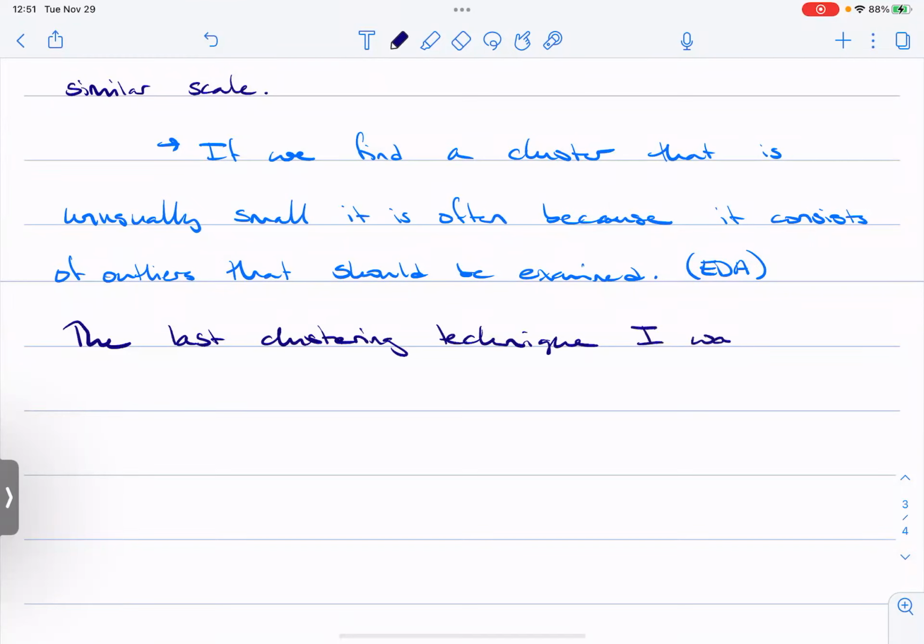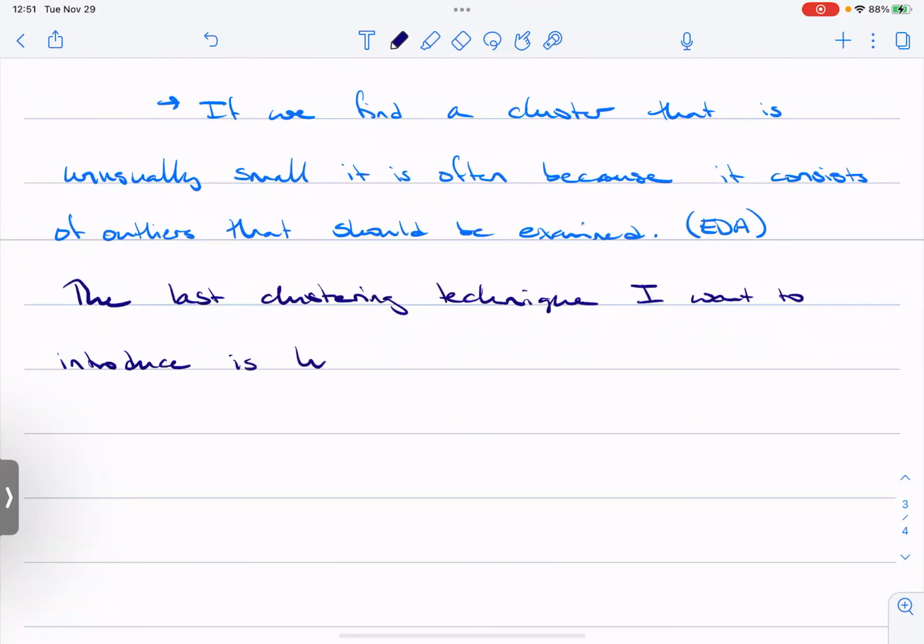So the last clustering technique that I want to introduce, I was waffling. Do I talk about mixed normals or no? No, I don't want to. The one that I want to introduce is hierarchical clustering.